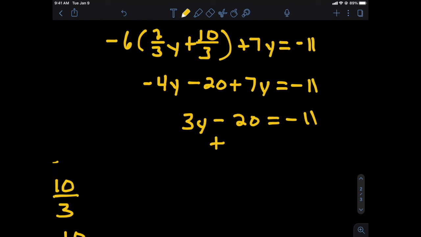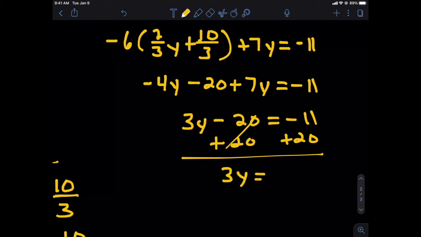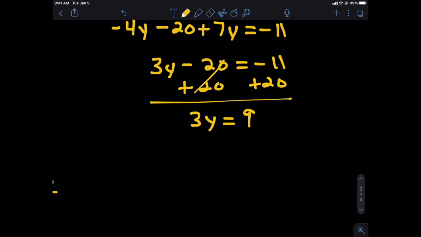And now we solve for y. Add 20 to both sides, and that's going to give us 3y is equal to 9. Now we divide both sides by 3 to get the y by itself, and we get the very nice answer of y is equal to 3.